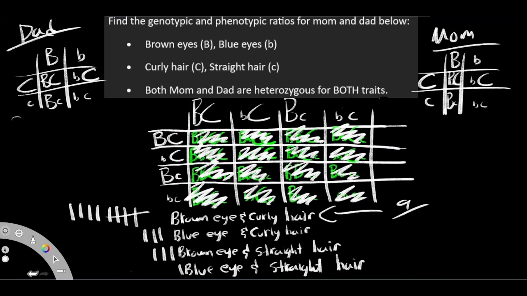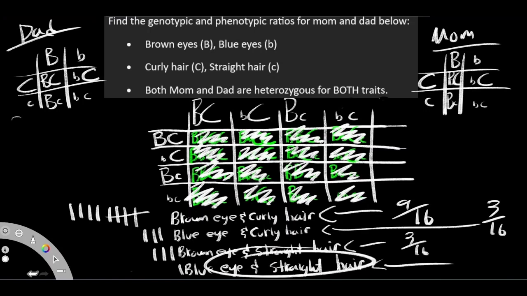This one is 9 out of 16. 9 out of 16 have brown eye and curly hair. Again, how do we know it's 16? If you look at all the boxes that we just crossed out to check over, it amounts to 16 boxes. This one is going to be 3 out of 16 phenotypically. This one here, also 3 out of 16 phenotypically. And this one over here, only 1 out of 16 phenotypically.